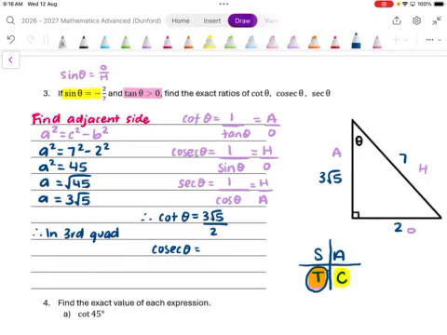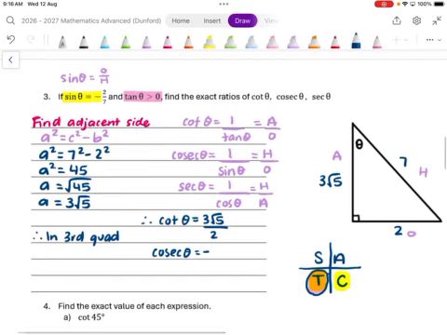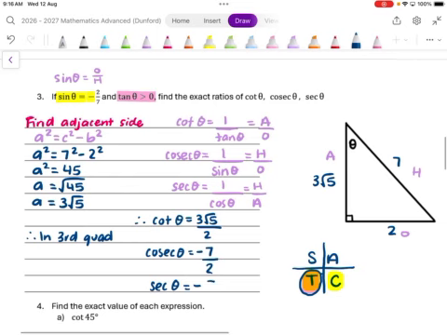Is cosec going to be positive or negative in our T quadrant? Cosec is related to sine. So sine is negative in our T quadrant. So cosec is also going to be negative in our T quadrant. So it's going to be negative H, which is 7, over our 2. And then our sec, sorry, you're going to have to fit it in here. Our sec theta is also negative in our T quadrant. So it's going to be negative 7 over 3 root 5. Sorry, I should have added another line.